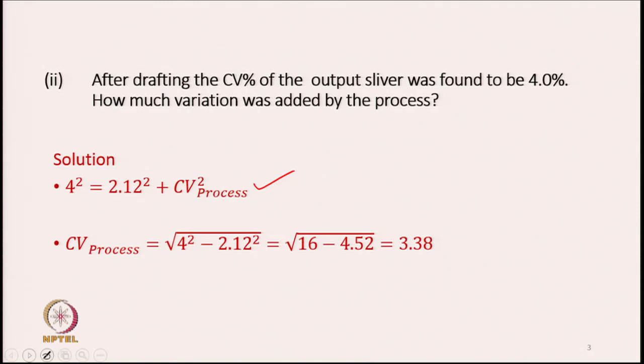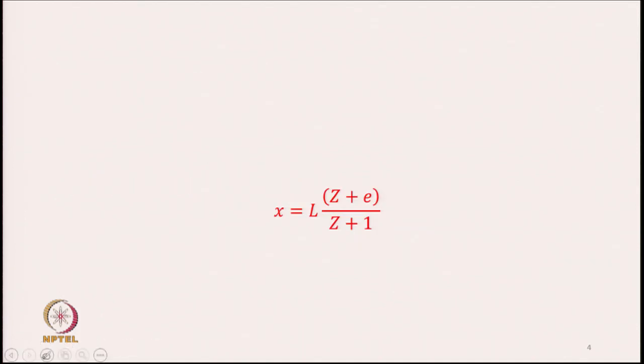CV of the process will be the square root of 4 squared minus 2.12 squared, and therefore, if we take this difference and then take the square root, we find the value to be 3.38. That means the process is adding a variability equivalent to 3.38. So, this is how we can solve this problem, and now we go to the next problem.